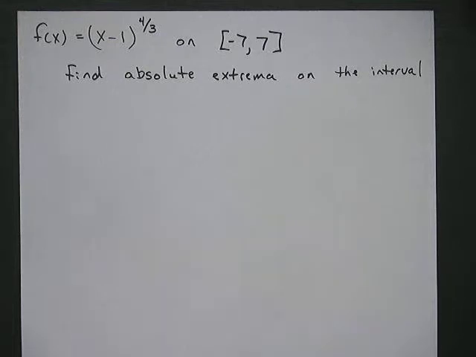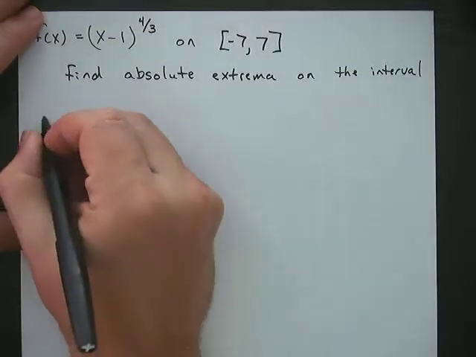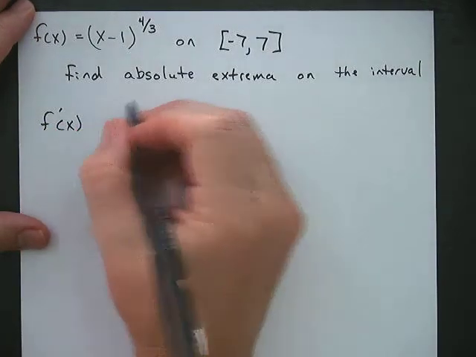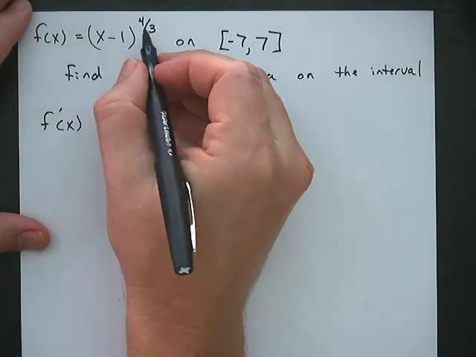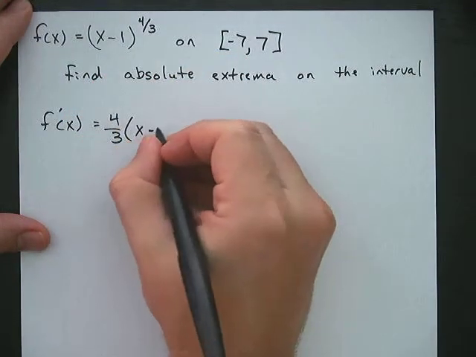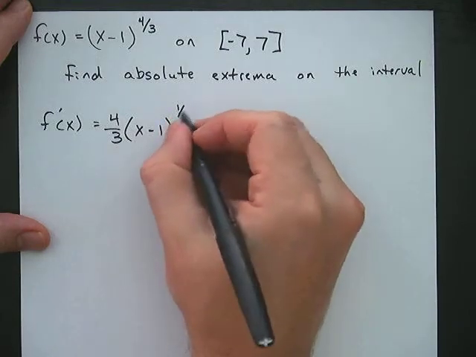The other way of finding extrema is to take the derivative of the function and find critical numbers. So set it equal to 0 or find where it is possibly undefined. Okay, so let's first take the derivative, f prime of x. Okay, so we bring down the 4 over 3, rewrite the inside, and then that becomes 1/3.